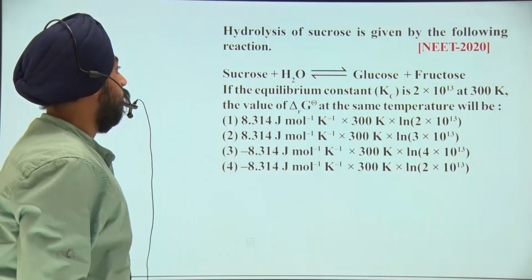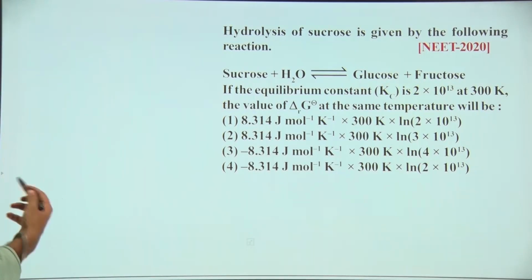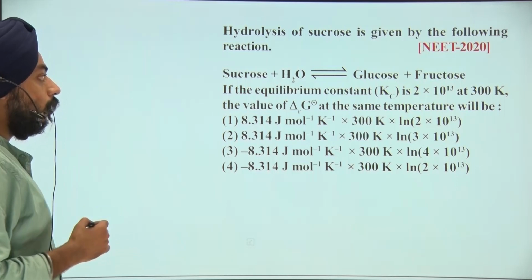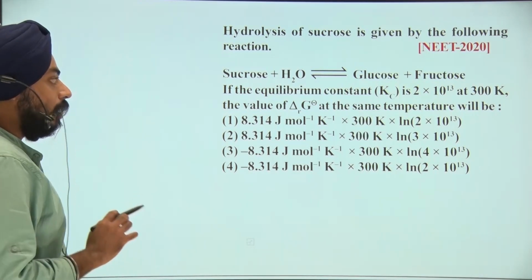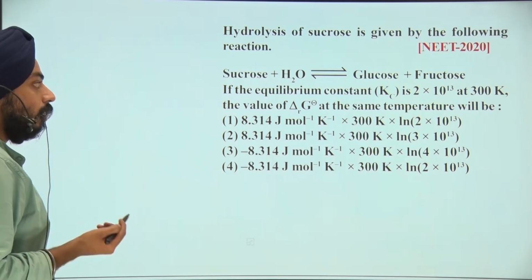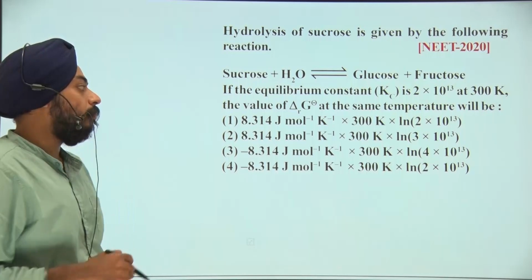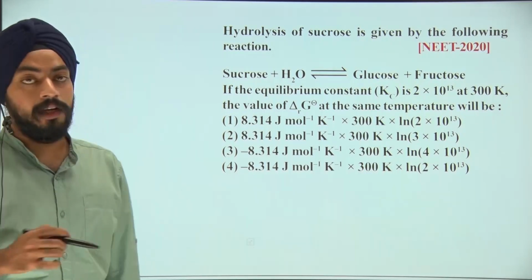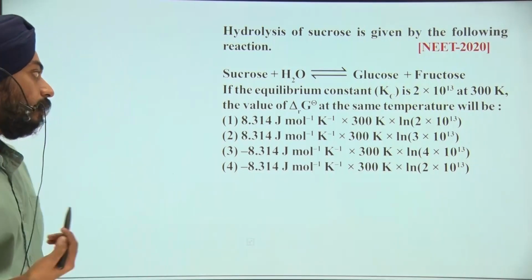A question is, hydrolysis of sucrose is given by the following reaction. That is, sucrose plus water gives glucose plus fructose. If the equilibrium constant Kc is 2 × 10^13 at 300 Kelvin, the value of delta G at the same temperature will be. So we have to calculate, students, the value of delta G. This question is from the thermodynamics chapter, class 11.